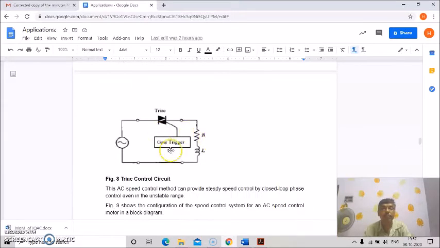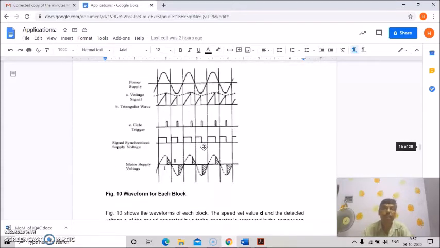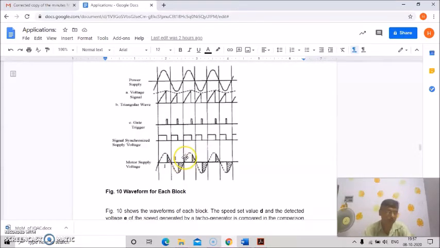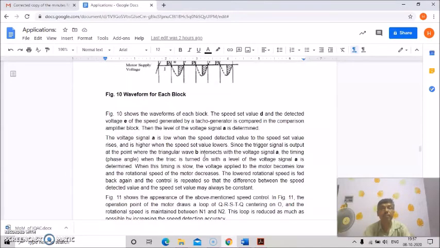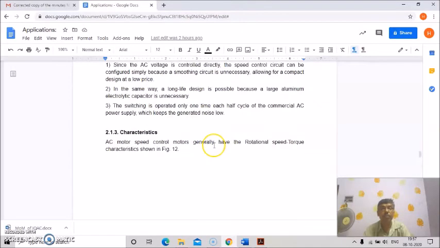Then we showed you the track control circuit. Then this is the block diagram of AC speed control motor systems, and these are the waveforms of each block of this block diagram. Then we discussed the operation principle of these speed control methods. Next we will discuss this.